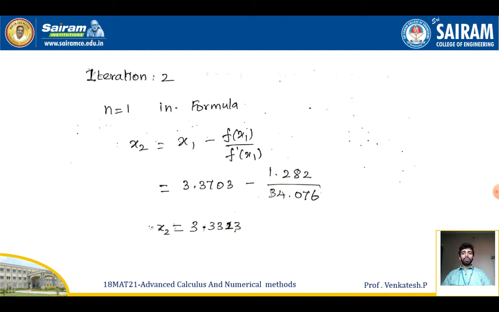Now I can find iteration number 2, which is when n = 1 in the main formula. So x2 = x1 minus f(x1) by f'(x1). Replace the x1 value, f(x1) value and f'(x1) value in the formula.